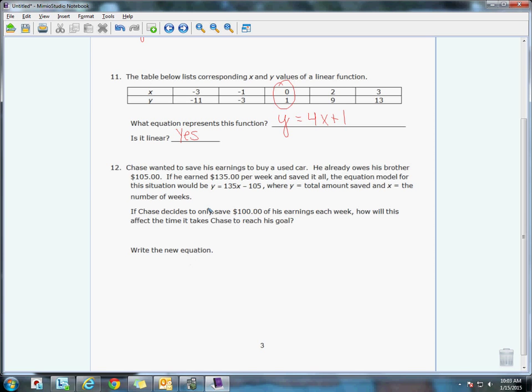Write the new equation. Well, if he decides to save only $100 instead of 135, he's not putting up as much. If you're not putting up as much in your savings, what's going to happen is that it will take longer for Chase to reach his goal. So that's what we're going to write. So it will take longer for Chase to reach his goal.